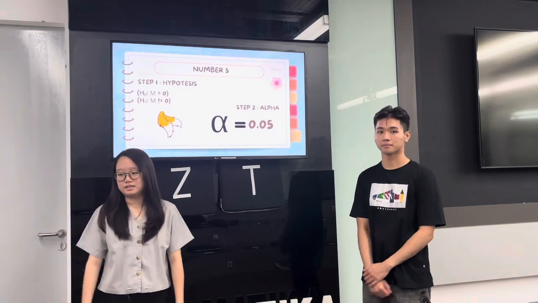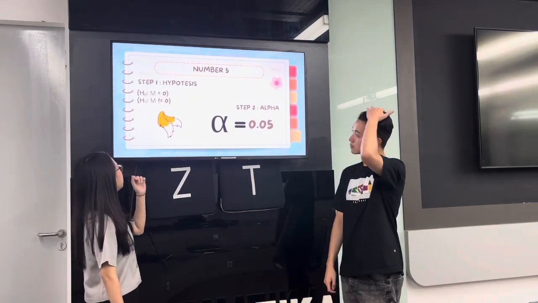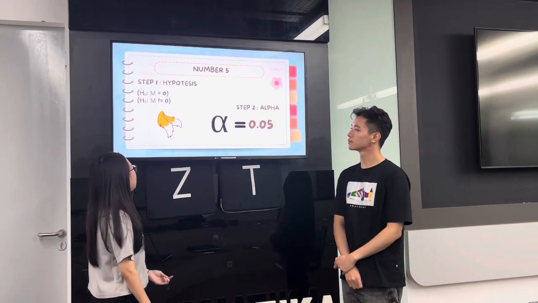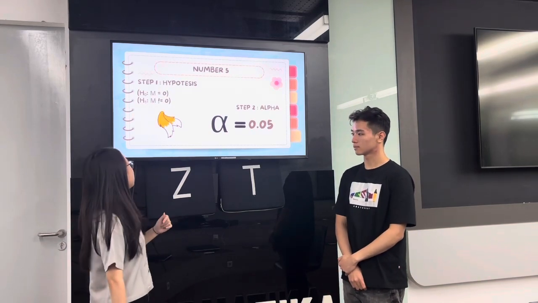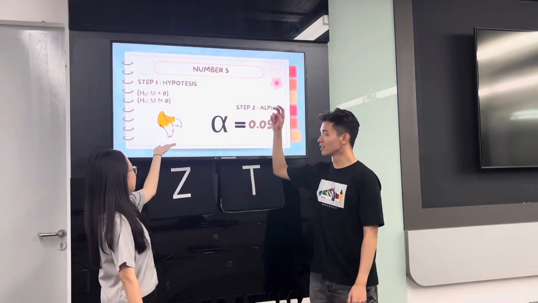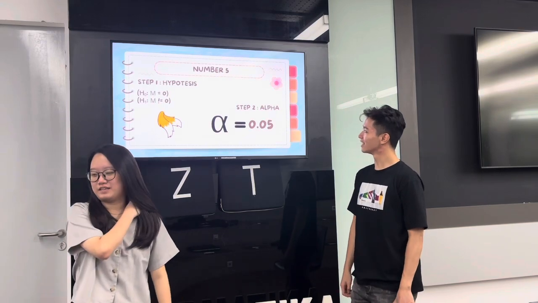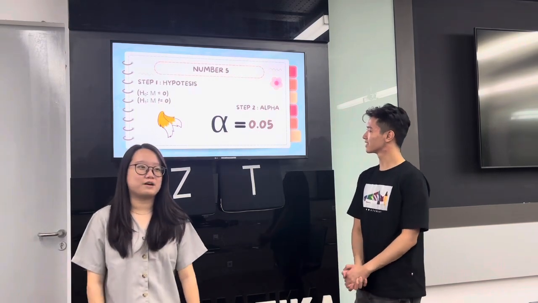So step 1 is hypothesis. The null hypothesis is mu equals 0, and the alternate hypothesis is mu unequal to 0. So what do we use? Two-tailed test. And step 2 is alpha. The alpha is 0.05 again.